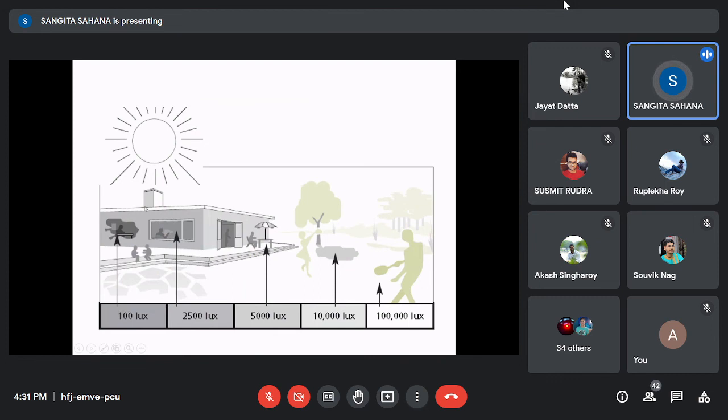For example, at your table it may be 100 to 300 to 500 lux depending upon the light in your room. Near the window, it's 2500 lux. Outside, near the shade, it is 5000 lux. Here it's 1 lakh lux. Here it is 10,000 lux, like that. Inside, it's somewhere around 100 to 300, 400 lux, like that.